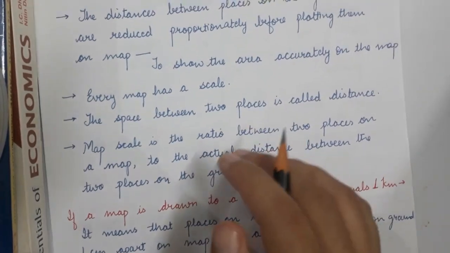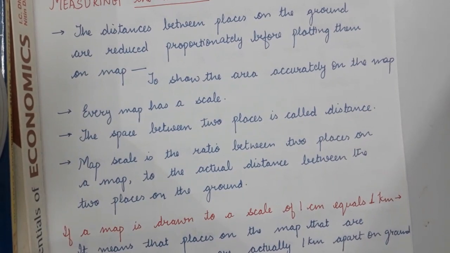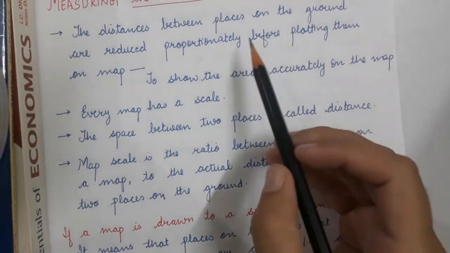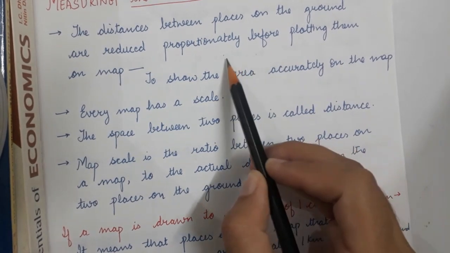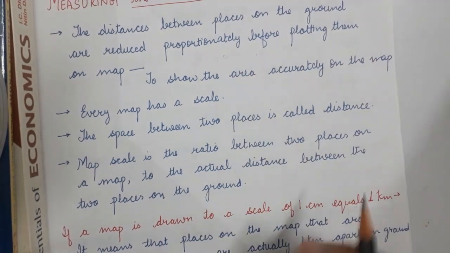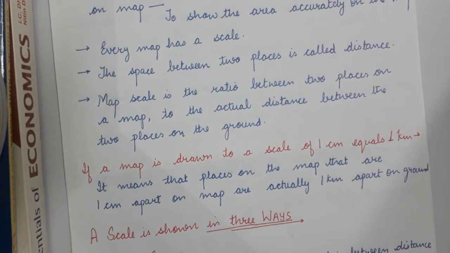So to show the area accurately on the map, this is done. The distance is reduced proportionately, like 1 kilometer is equal to 1 centimeter. Sometimes such a map can also be there. So if the distance between two points is 1 centimeter on the map, on the ground it will be 1 kilometer. Every map has a scale, and the relationship between the distance on the map and on the ground is known as the map scale. I have discussed the map scale earlier also.